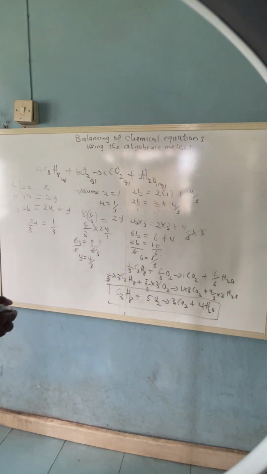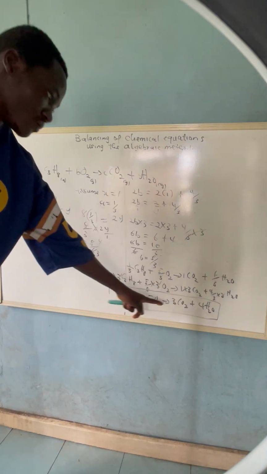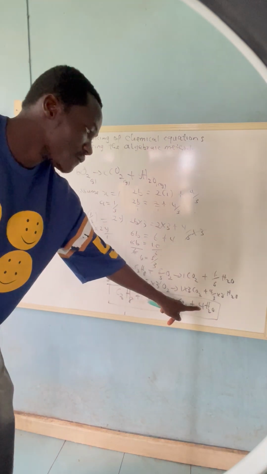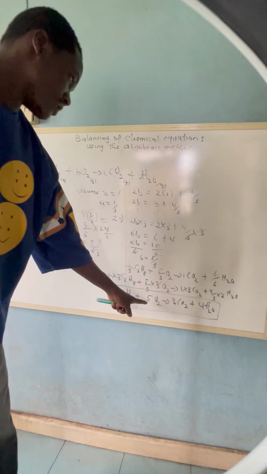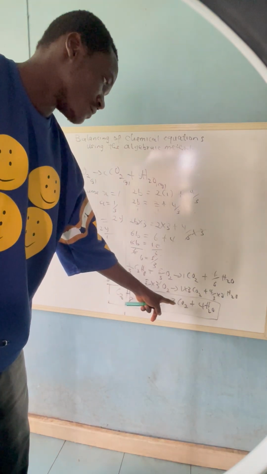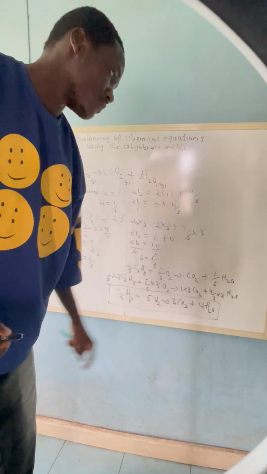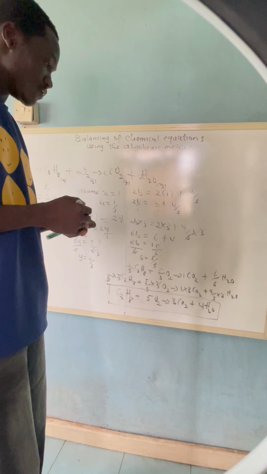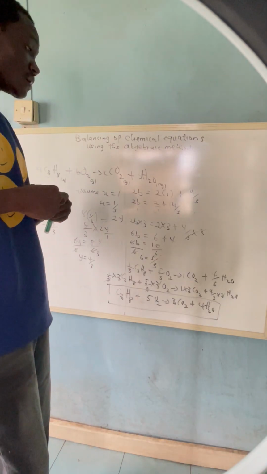Now let's check if it's balanced. Here we have 3 carbon atoms, here we have 3 carbon atoms. Here we have 8 hydrogen, here we have 8 hydrogen, 4 times 2 is 8. Oxygen here we have 10 on the reactant side. If you check here, we have 6 plus 4, which is 10. So it is balanced. So this is the way of using the algebraic method to balance the chemical equation.